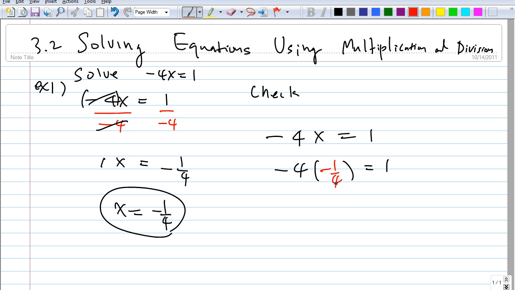How many people think that we get 1 on the left side? Raise your hand. Yes, we do, right? Because what's negative times negative? What is 4 really? 4 over 1. So what do you get? You get positive 4 over 4, which is simply 1 equals 1. Is this true? Yeah. Of course 1 is equal to 1, right? 1 doesn't equal 2, right? So 1 does equal 1.